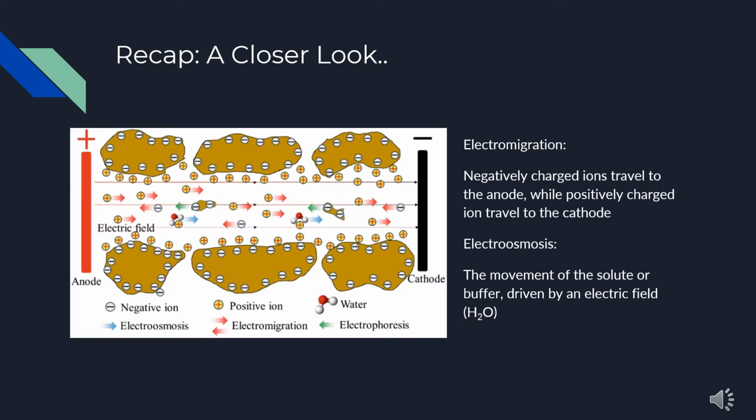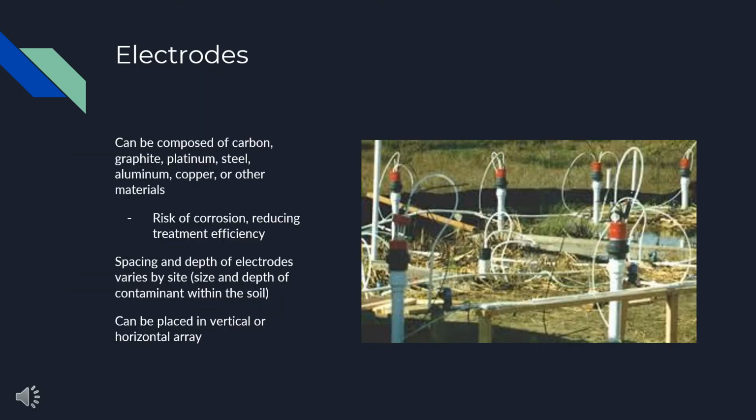Now we can get into the individual components in a bit more depth. To start off, I will begin with the electrodes. There must be a minimum of 2 electrodes for this process to work, one being an anode and the other being the cathode. The cathode is negatively charged, attracting positively charged ions, while the anode is positively charged, attracting negative ions. The electrodes can be, and have been, made of a variety of different materials, including graphite, carbon, platinum, steel, aluminum, copper, and more.